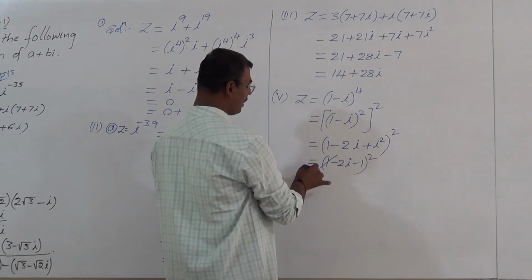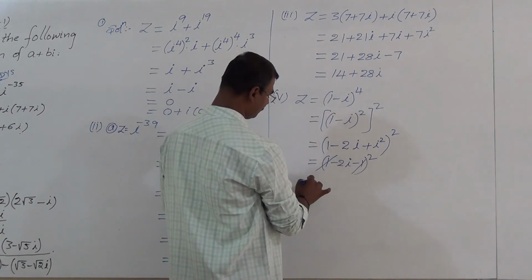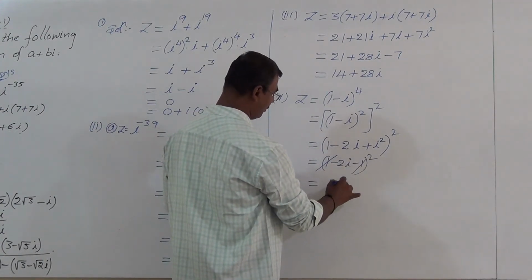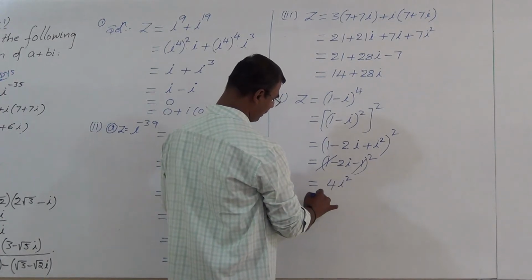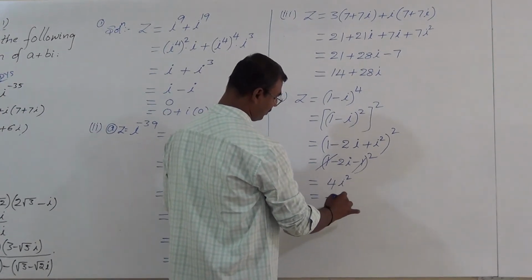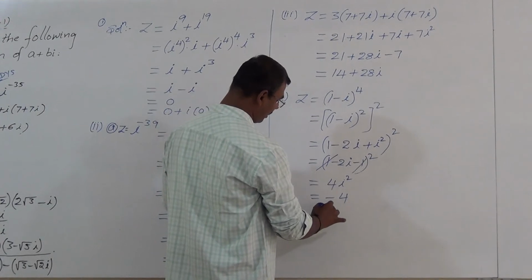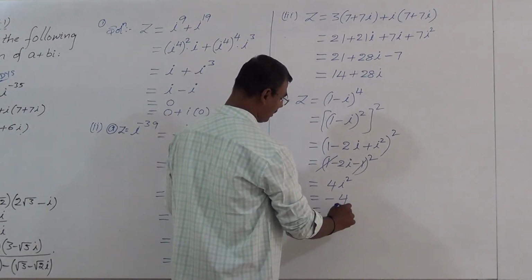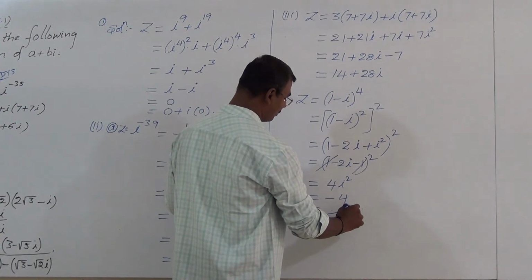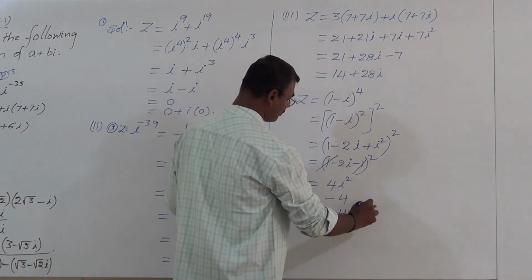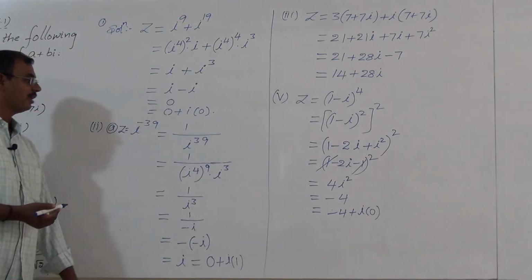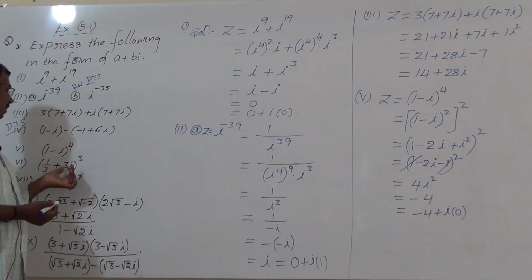Now we should cancel plus 1 minus 1. It is equal to (minus 2i) whole square, value 4i square, which is equal to minus 4. This is also written as minus 4 plus missing term 0 into iota. Hence it is in the form of a plus iota b.